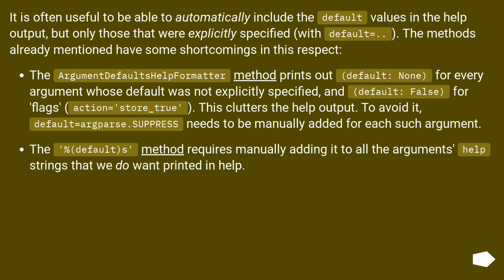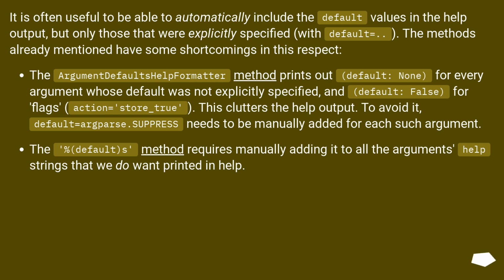It is often useful to be able to automatically include the default values in the help output, but only those that were explicitly specified, with default=... The methods already mentioned have some shortcomings in this respect. The ArgumentDefaultsHelpFormatter method prints out default: None for every argument whose default was not explicitly specified, and default: False for flags with action=store_true. This clutters the help output.